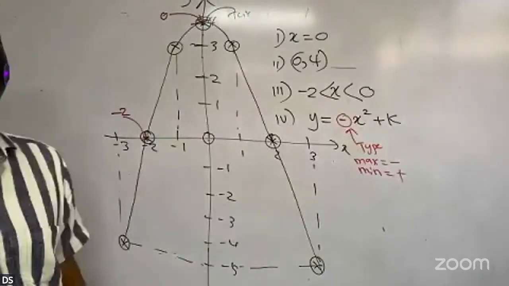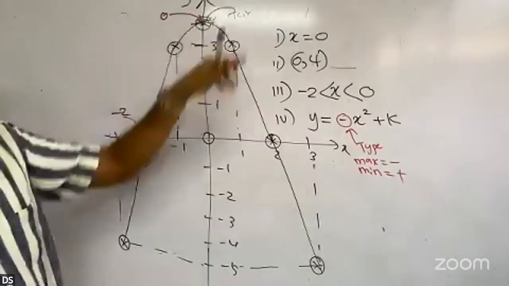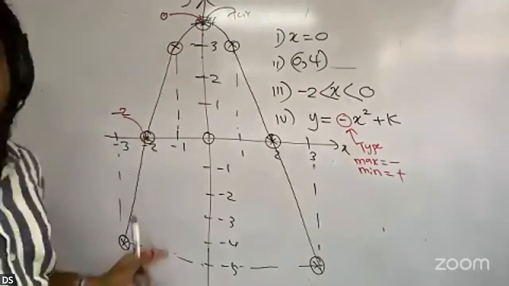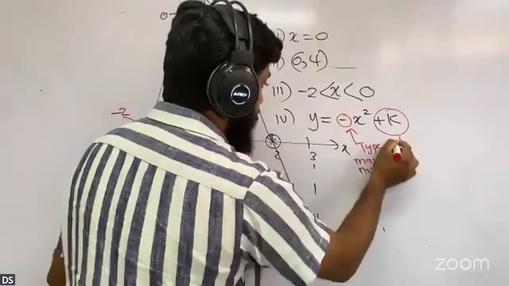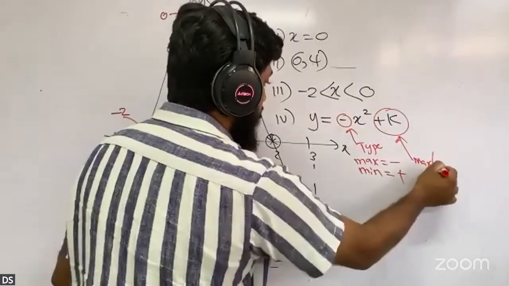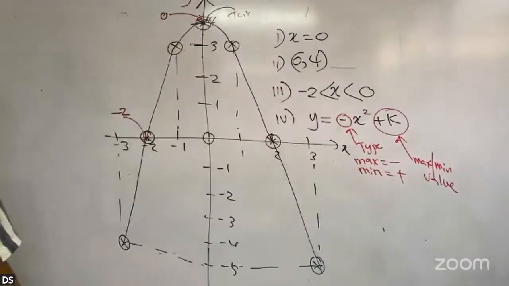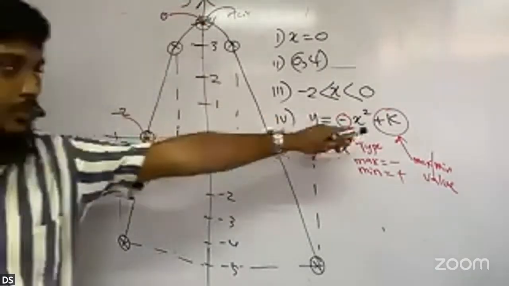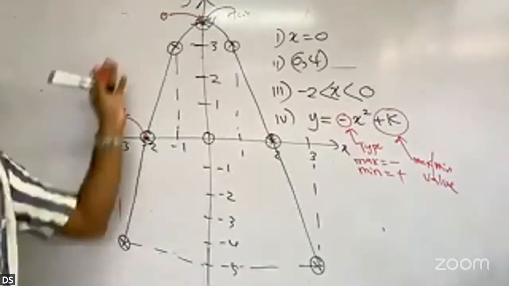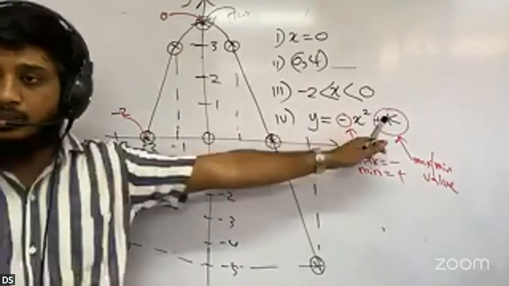Okay? Min value graph, it will come like this. Min value graph, it will be plus. Max value graph, it will be minus. So what is plus k? This only says the max value or the min value. What is the maximum value of the graph? 4. So what is this, maximum value or the minimum? If it is a maximum value graph, this will be the maximum value. If it is a minimum value graph, this will be the minimum value.